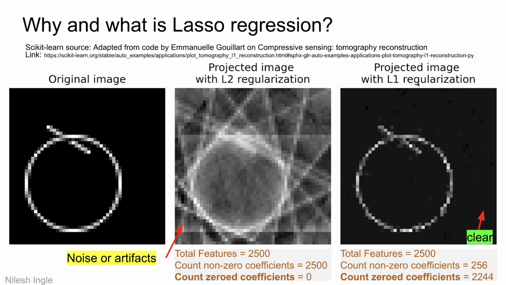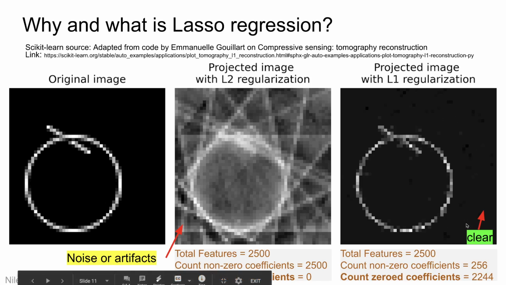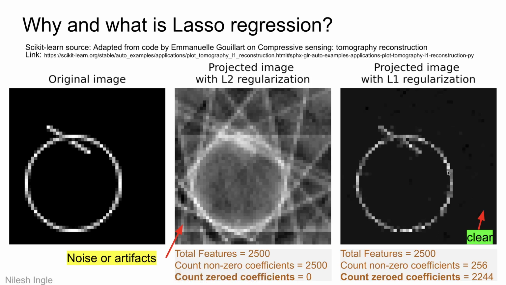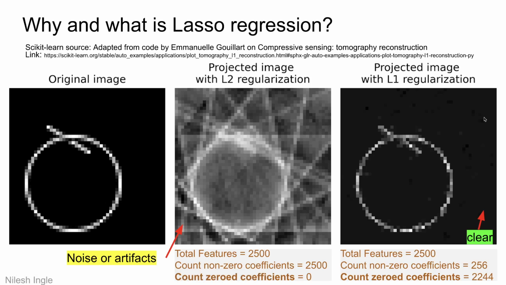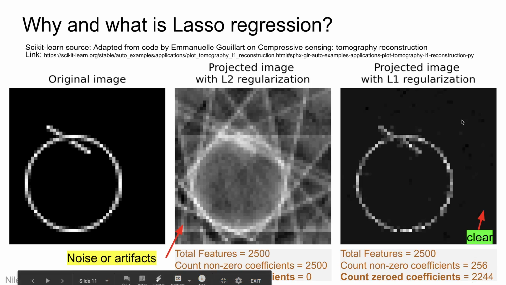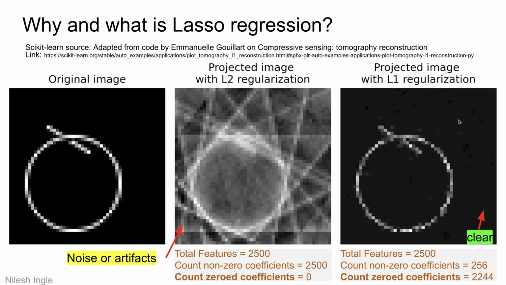However, when we use the L1 regularization, we see a clear image where only the object is visible. And this is possible because out of the 2500 features, only 256 features are non-zero, and about 2200 features have been zeroed out, and so they are eliminated. And those features are likely the noise that's around the actual object. And so that type of zeroing out the features in this case helps to get a clearer CT scan image.